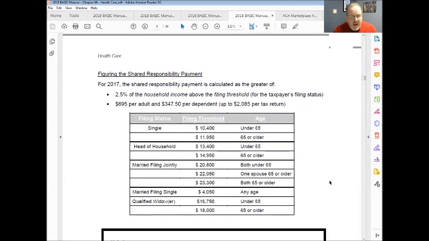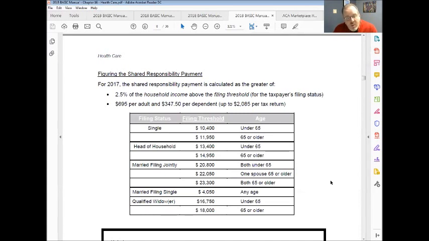The penalty for not having insurance as it stands right now, and I guess I should clarify this too, it's a great opportunity to talk about 2018 a little bit. For 2017 and 18, even though the tax law has changed, the shared responsibility is still in effect, which means that you still are required to have health insurance. Now, 2019, the shared responsibility goes away. The new tax law has decided to get rid of that.